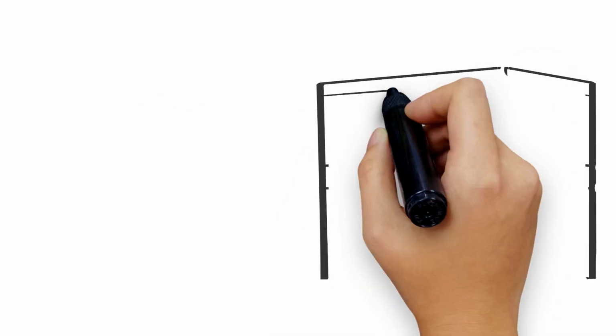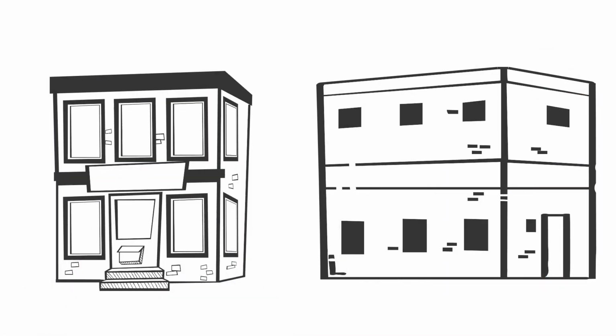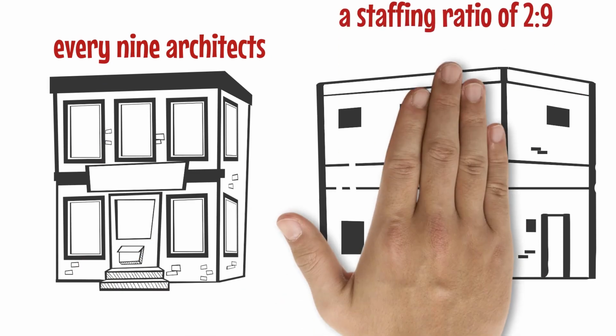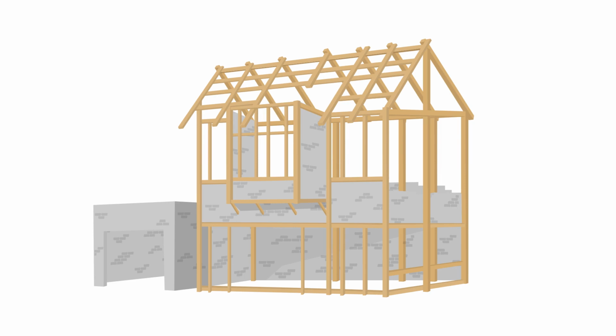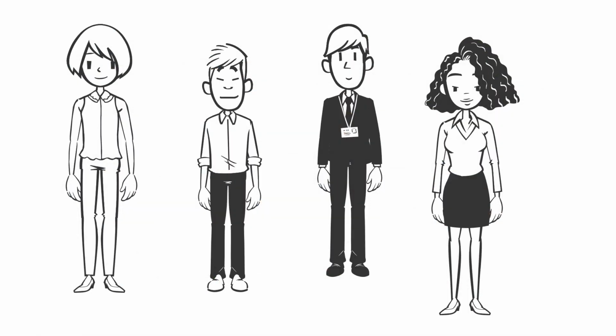For example, if a company employs 2 office assistants for every 9 architects, a staffing ratio of 2 to 9, and it plans to expand and hire 18 new architects, therefore the company will need to hire 4 new office assistants.